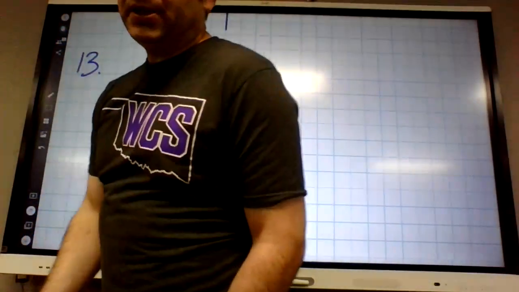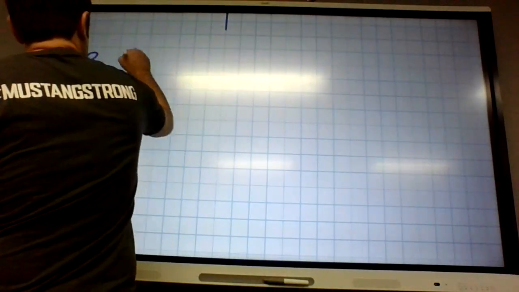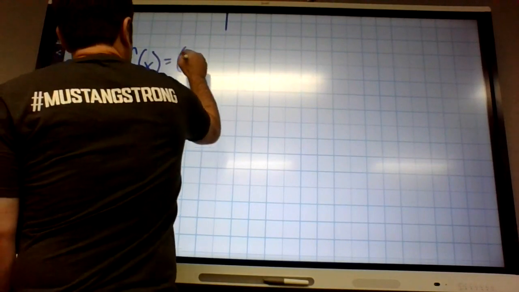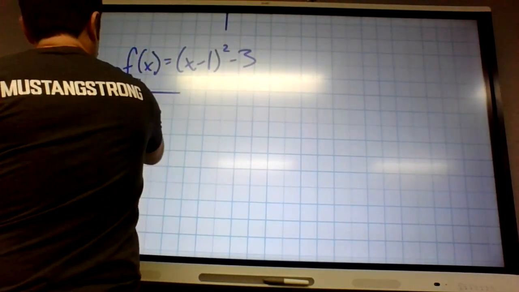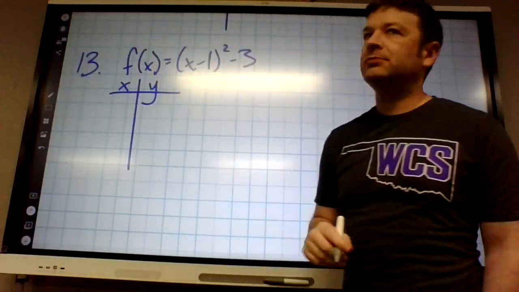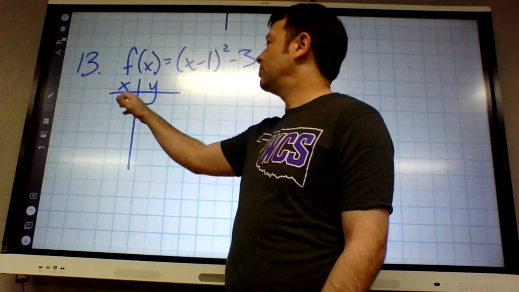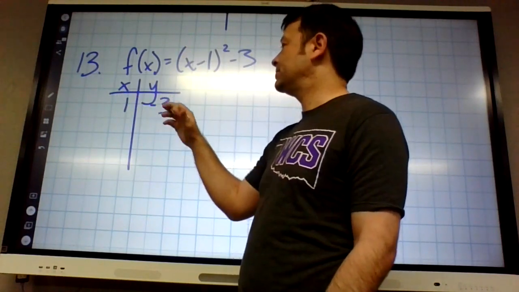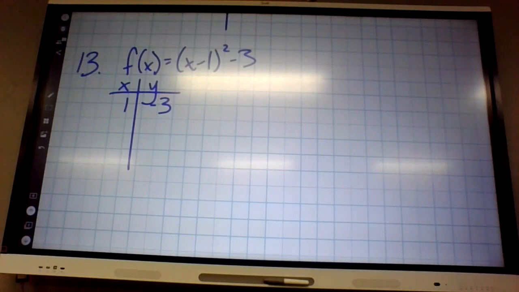Okay, 13. f(x) equals (x minus 1) squared minus 3. Where is the vertex on 13 at? 1, negative 3. There's no number on the front, so it's going to go up normally, at a normal pace. So it's going to look like the last one again.